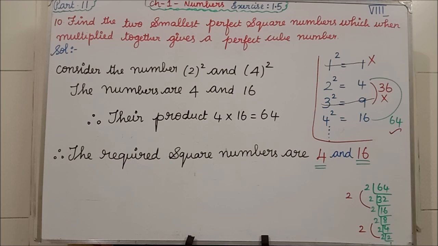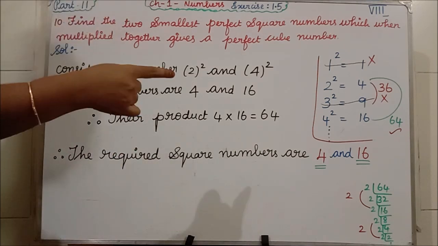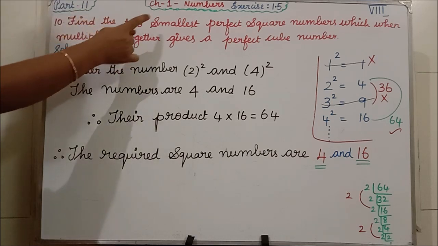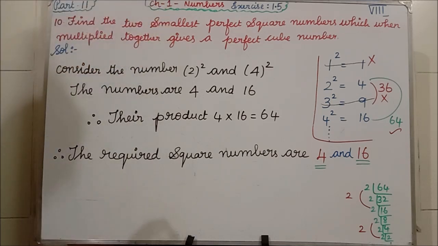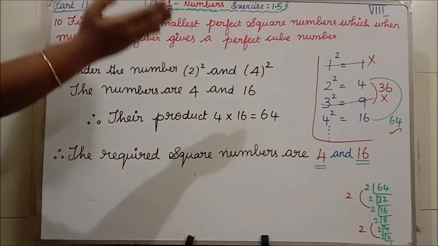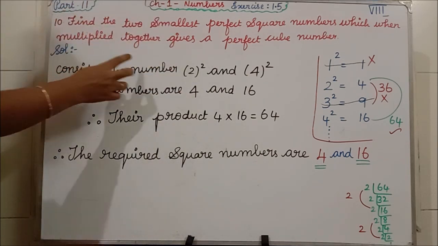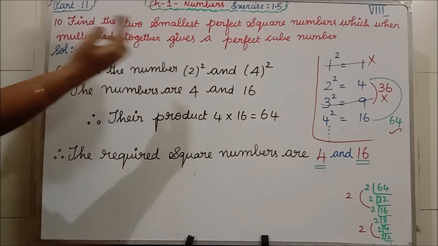Consider the numbers 2 square and 4 square. Why are we considering 2 square and 4 square? Only if you multiply 4 into 16, we are getting 64. That 64 is a perfect cube number. They are saying two smallest perfect square numbers, so only we are starting from the 1. Clear?